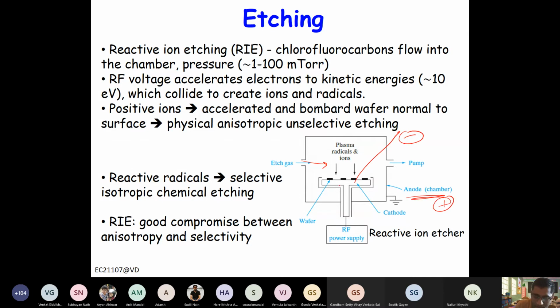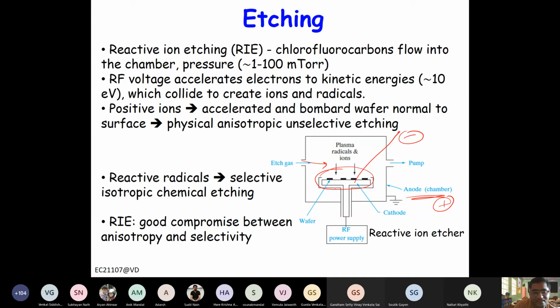So what will happen? Plasma sheath will form here. So plasma is conducting, but inside this sheath it is not, it is hindering the movement of carriers, right? Movement of electrons and ions. So in case of plasma, electrons and ions are the carriers. Of course, electrons have a smaller mass, so they will accelerate to higher energies, and they will again bombard and create the ions and radicals, right? So these ions and radicals will be inside the plasma.